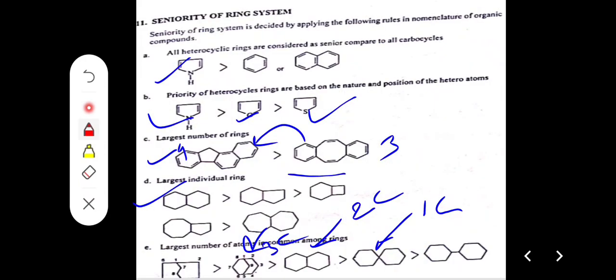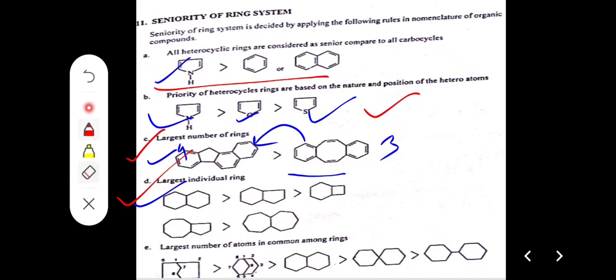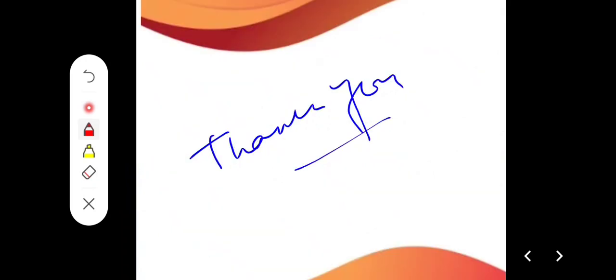Now for similarity of ring systems: if many ring cycles are there, we always give heterocyclic rings preference over carbocycles. The priority order is furan, pyrrole, thiophene. The largest number of rings has preference over the smallest number of rings. Largest individual rings are preferred in the same way, and then the largest number of atoms in common rings. Okay, thank you.